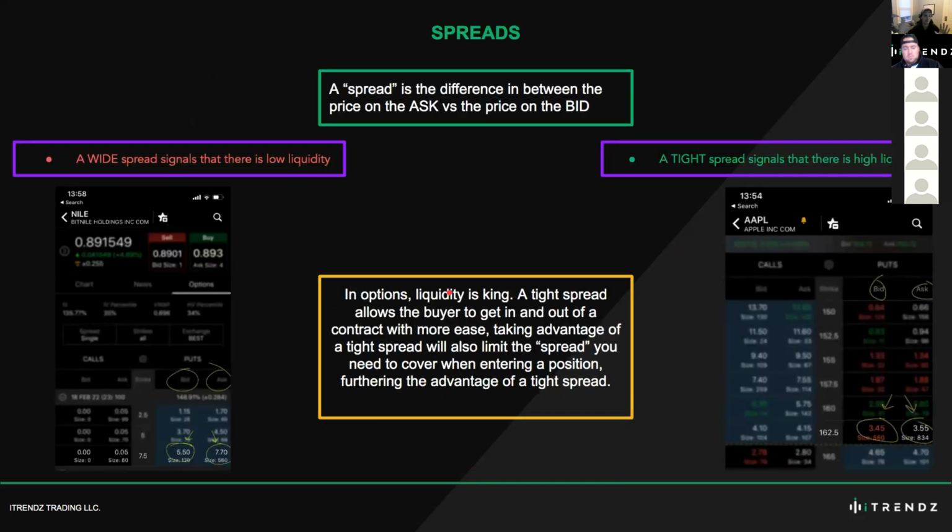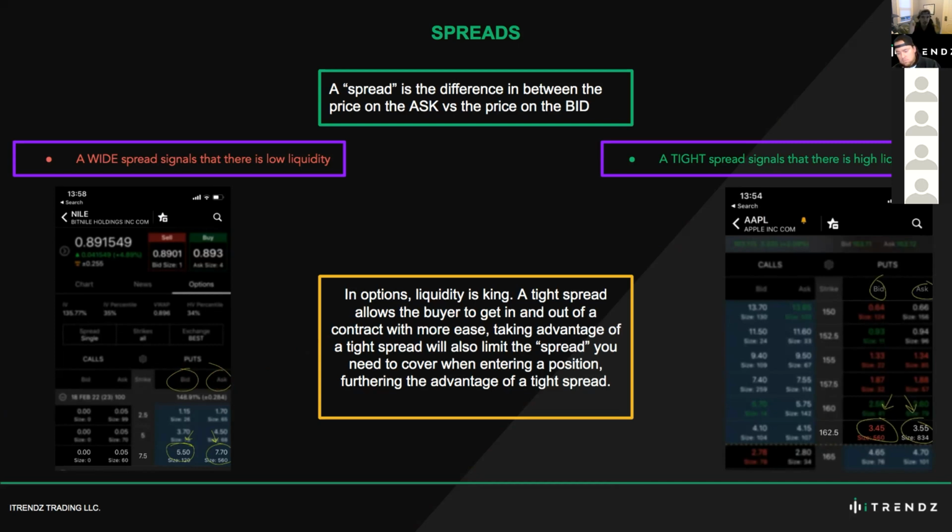So if you've opened up the options chain in your broker, maybe you're not using that broker, but if you've looked at an options chain, you'll see that there's an ask price and a bid price, and you'll see a spread or a difference in price between the two. There's going to be a large or small difference between the ask price and the bid price, and that's known as the spread. There's a couple important things to note about this.